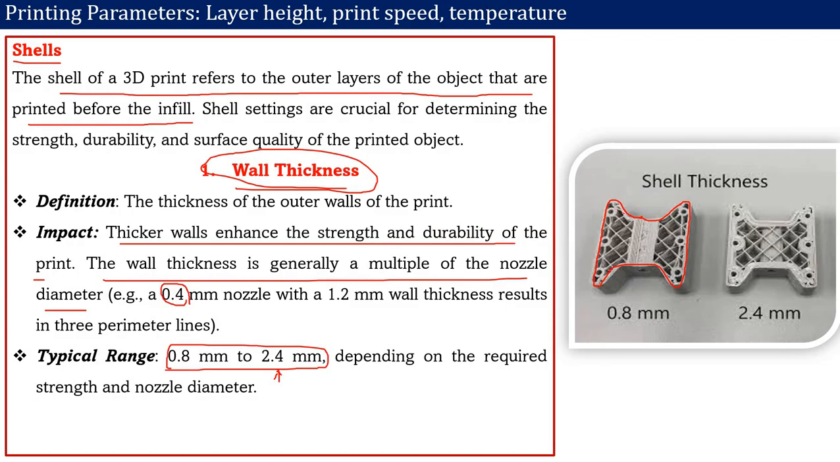Shell thickness refers to the outer layer of the object that is printed before the infill. This inner area is called the infill, and this outer area is called the shell thickness. Here you see the shell thickness is 2.4 mm. So this is thicker, and this is 0.8 mm. This is called the shell thickness.